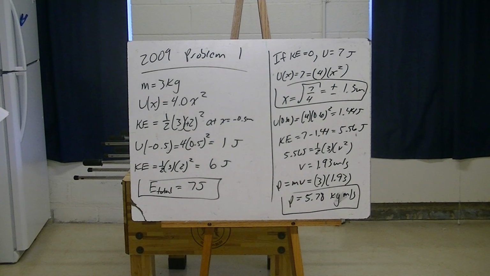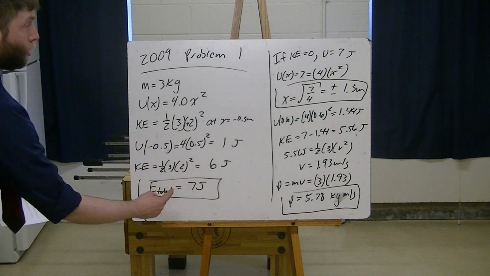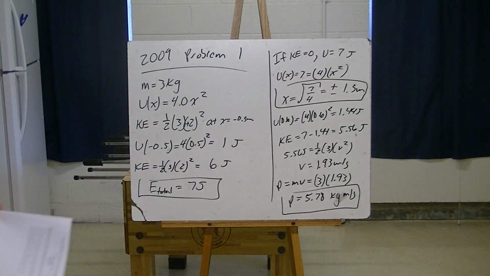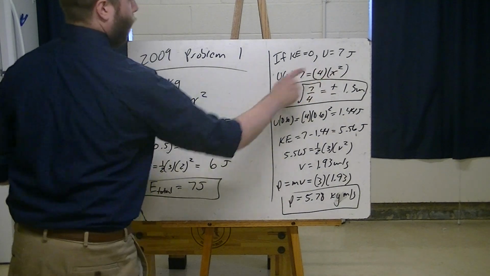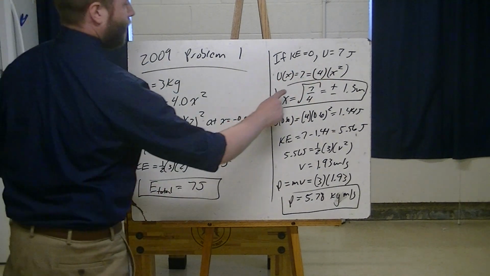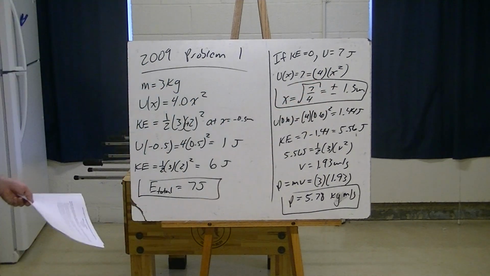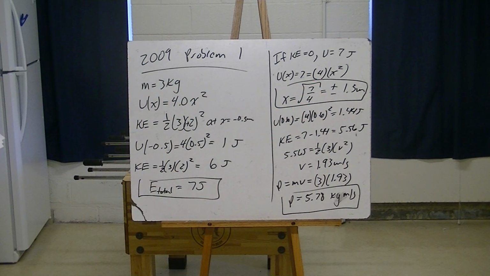7 joules. Now, the next part says calculate the x-coordinate of any points on which the object has 0 kinetic energy. If the total energy is 7 joules and the kinetic energy is 0, then that means that it's all potential energy right now, so it has to have 7 joules of potential energy. So I'm going to have 7 is equal to 4x squared. I'm solving for x. We get the square root of 7 over 4, so plus or minus 1.3 meters. Those are the positions where we have 0 kinetic energy.